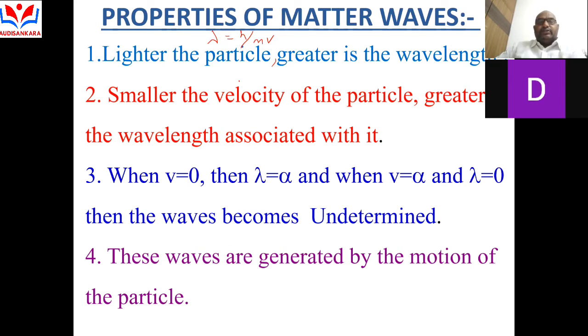When v, the velocity of the particle, is equal to 0, the corresponding wavelength lambda is equal to infinity. When v is equal to infinity, lambda is equal to 0, and then the wave becomes undetermined.